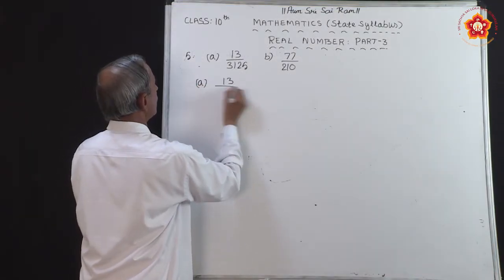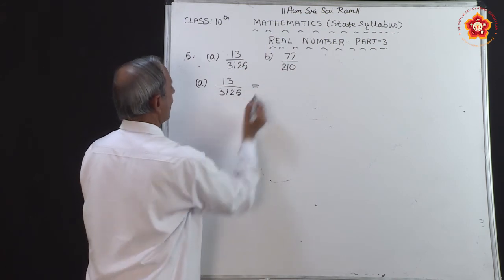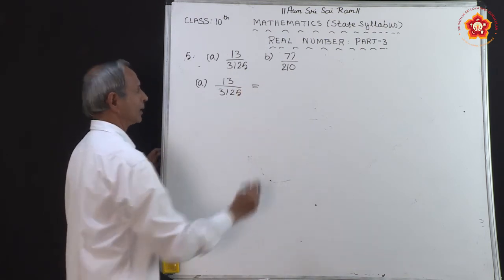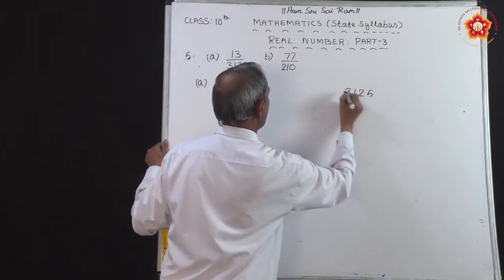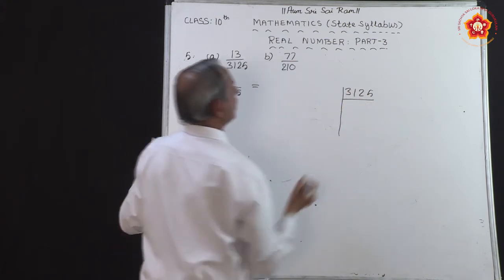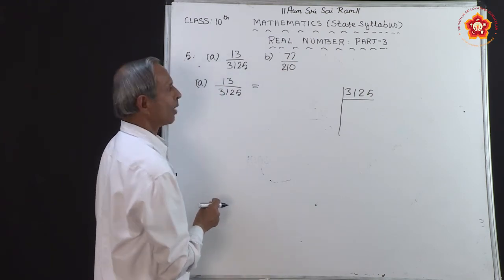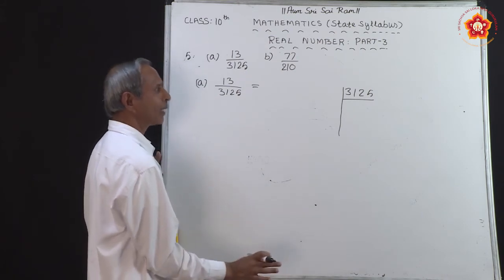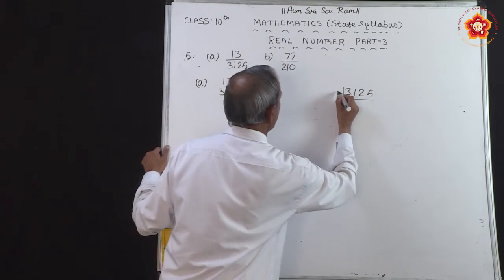13 upon 3125 is there. Now we have to find the prime factors of 3125 first. It is an odd number, so it cannot be divisible by 2. If you check for division by 3, it is also not possible. So the next prime number is 5. So let us divide by 5 now.